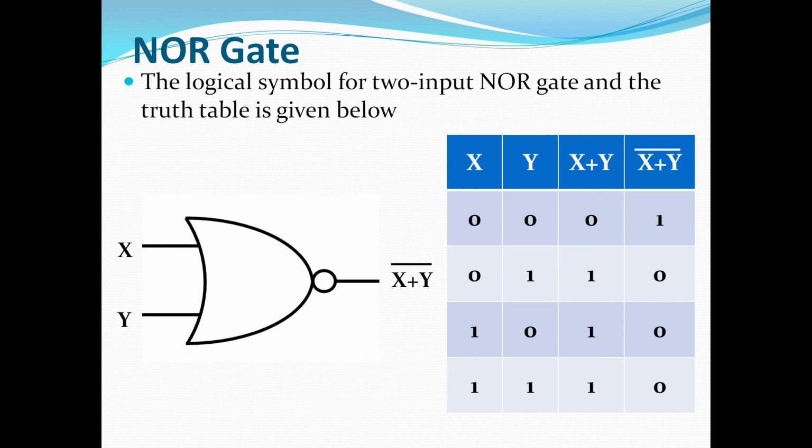If you apply De Morgan's theorem, it will be x dash dot y dash. I am not going to apply De Morgan's theorem here. Just here, x and y are the input, and the output will be (x plus y) whole dash.